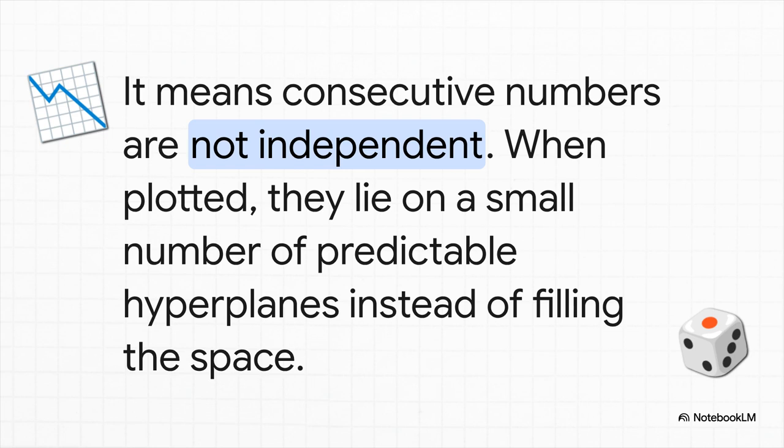If you take, say, 3 numbers in a row and use them as x, y, and z coordinates to plot a point in 3D space, a good generator should create a random, shapeless cloud. But a weak one reveals a hidden structure. The points all fall onto a small number of predictable parallel planes. It's like seeing the ghost of the algorithm in the machine.